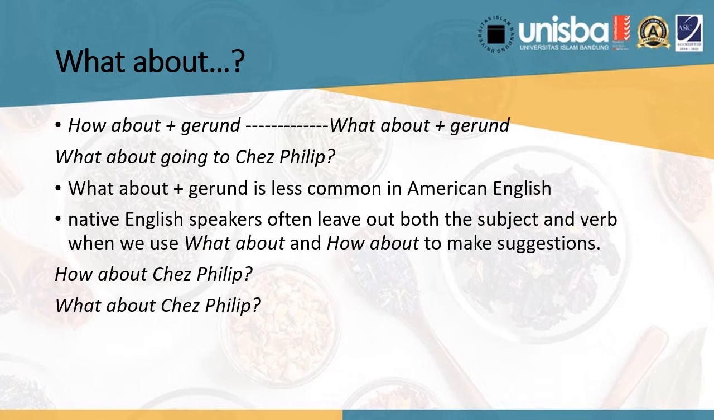So something that English learners will notice is that native English speakers often leave out both the subject and verb when we use what about and how about to make suggestions. So look at the example. How about Chez Philip? What about Chez Philip? So there is no subject and there is no verb. This is very common in spoken English, especially used by native English speakers. So get used to it, guys.